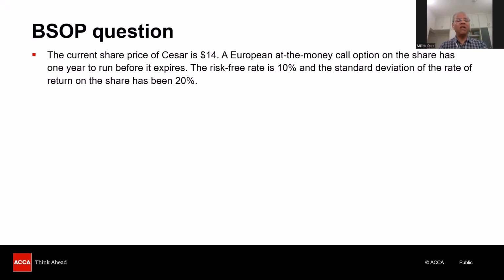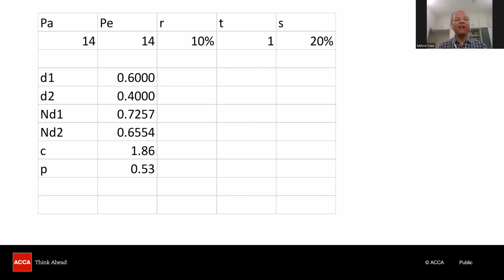So if the current price is $14, it is the spot price. In the entire data given, the exercise price is not given, but what we are told is the at-the-money call option. That means there is no profit, no loss, which means the exercise price is also $14. We then just enter these 5 variables in the pre-formatted Excel spreadsheet and find out the values. The values of call option and put option are straight away given here. They may be dollars, millions, or whatever.